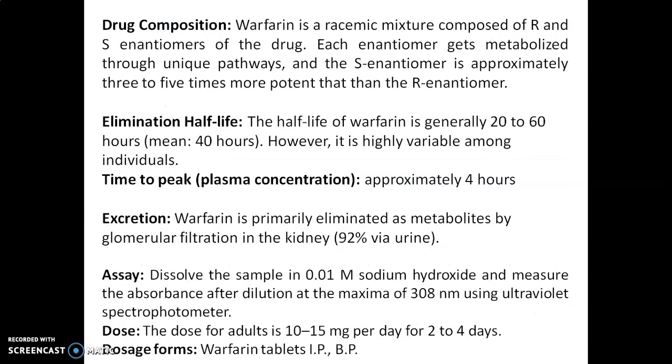So here some details of warfarin. Warfarin is a racemic mixture, as we have seen, composed of R and S enantiomers. Each enantiomer gets metabolized with its unique pathway, and the S enantiomer is approximately 3 to 5 times more potent than the R enantiomer. Now, elimination half-life.